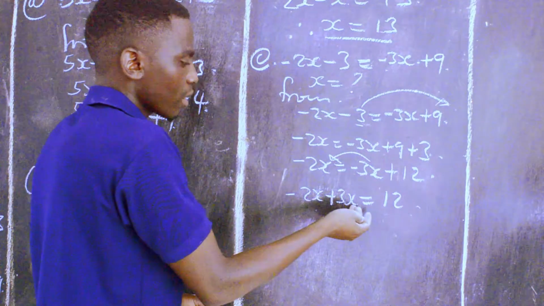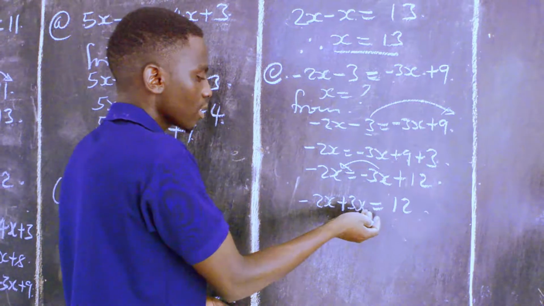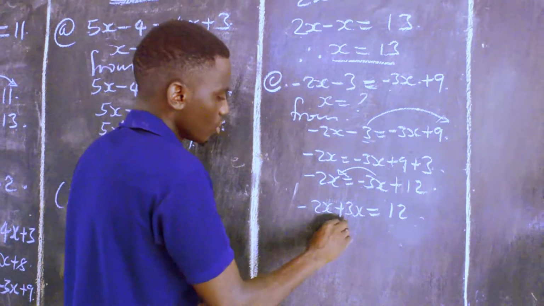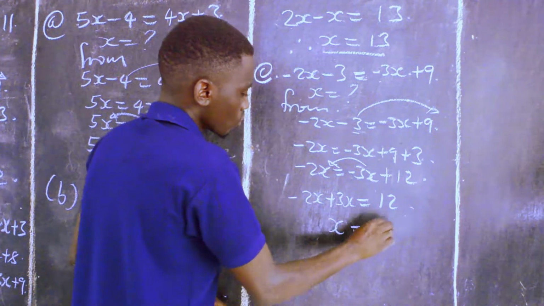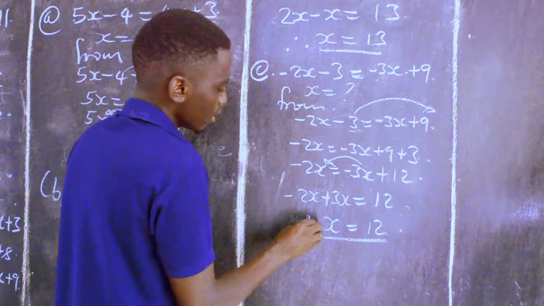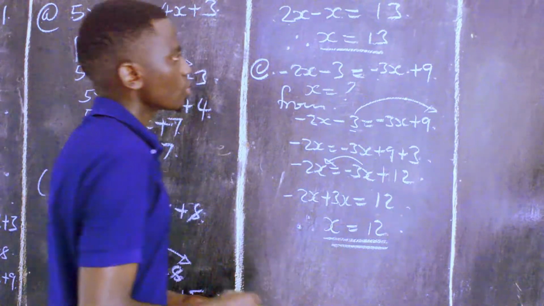Negative 2x plus 3x is the same as 3x minus 2x. So you remain with what? You see x is equal to 12. This is the required value of x.